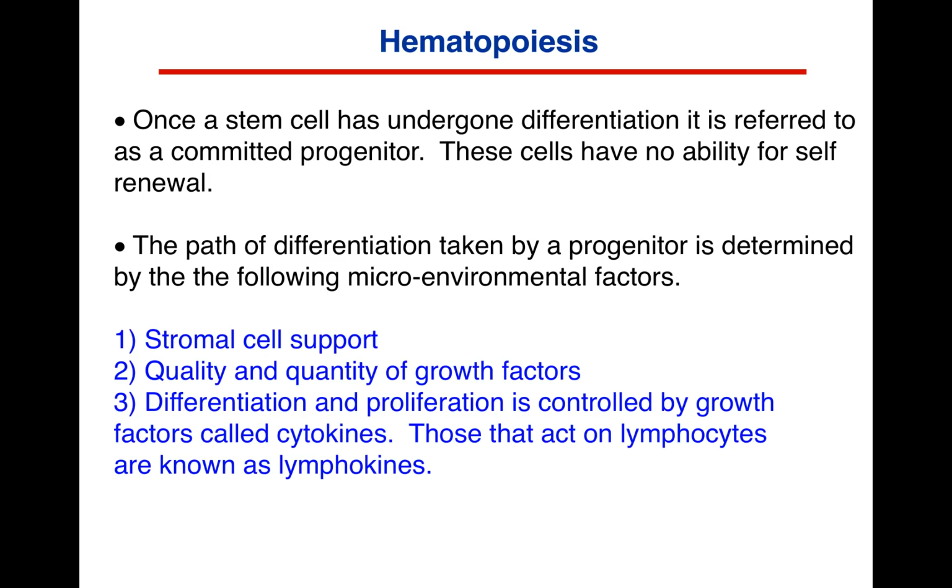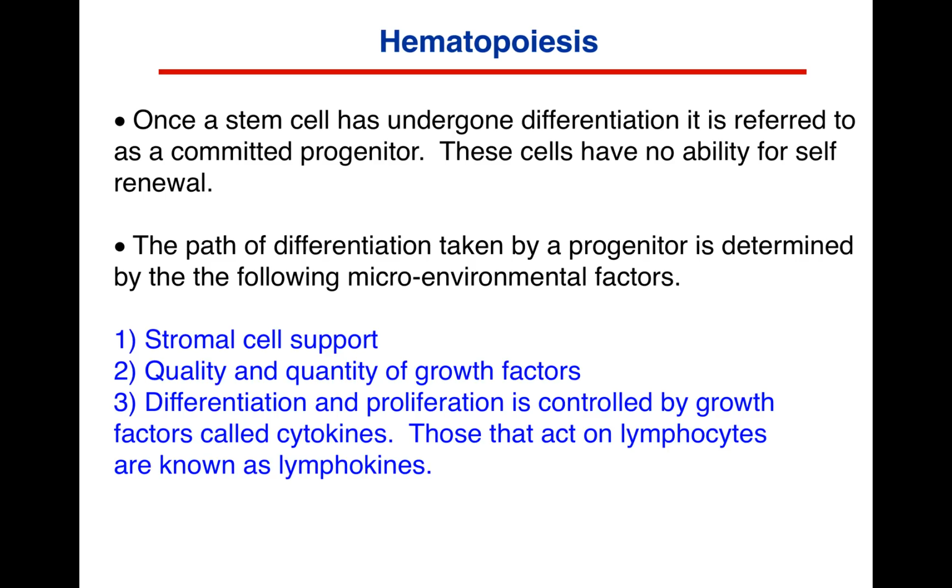The path of differentiation taken by a progenitor is determined by the following microenvironment factors. These are critical factors that are in the environment of those cells. One is the stromal cell support. Stromal cells, you might consider them kind of nurse cells. They emit cytokines. They provide nutrients. They provide an environment for the cells to differentiate into the cells that they're ultimately supposed to become.